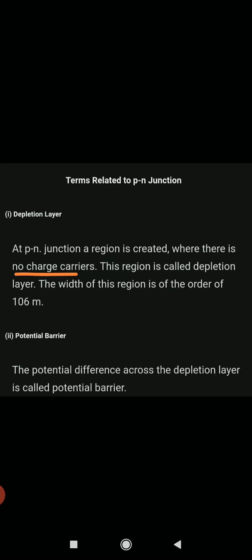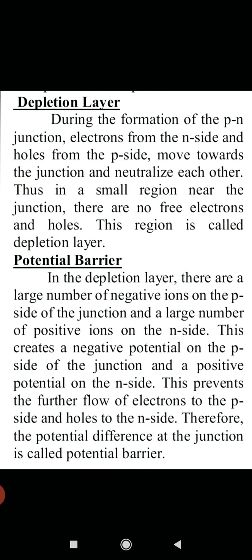Why is it called a barrier? Because it restricts the movement of electrons and holes in the p-n junction. So in order to make the electrons and holes move, we want to apply voltage there. That's why we use biasing. That's why we bias the p-n junction. This is the detailed description of depletion layer and potential barrier. If you want to know more, you can go through this.